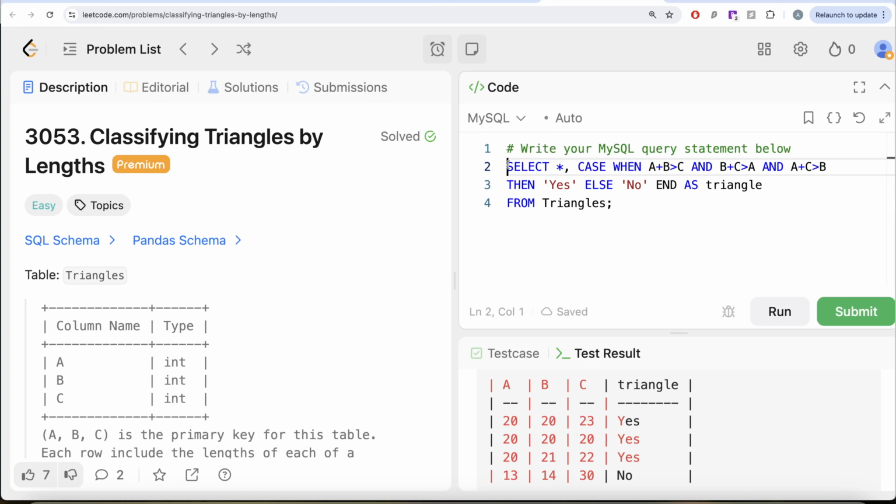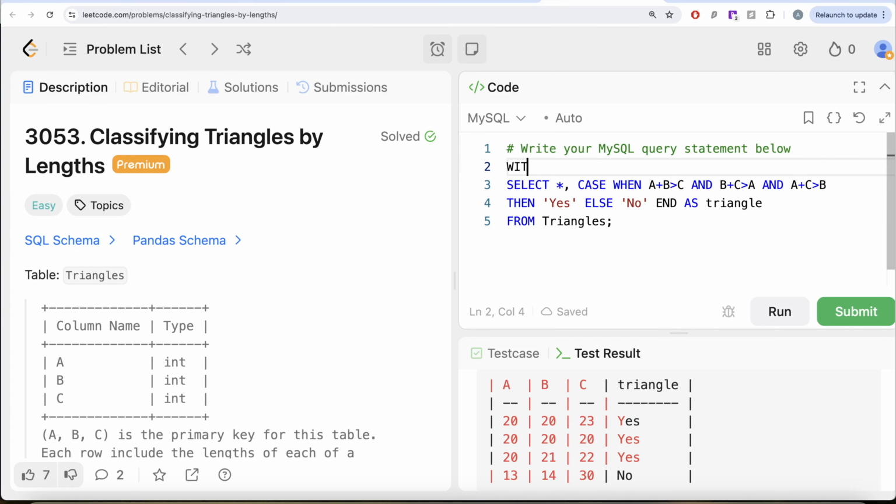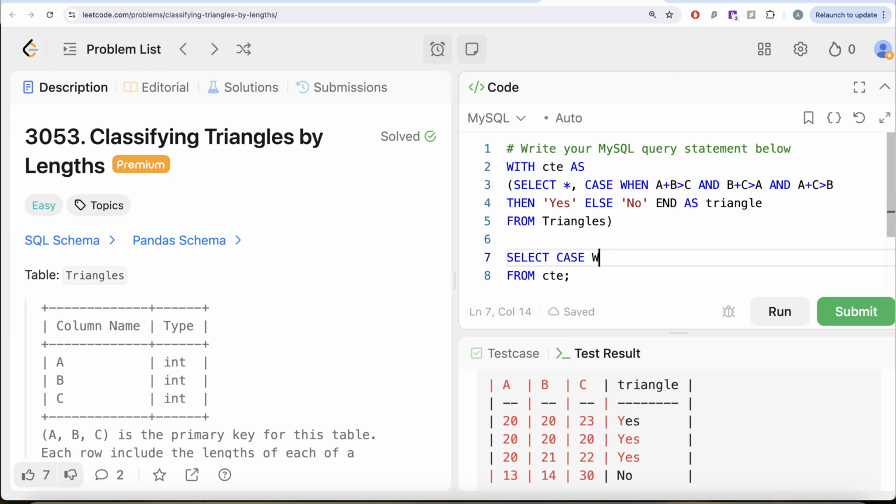So what we can do is, let's save this in a common table expression with CTE as, and then this entire thing goes into parentheses. Now from this common table expression, let's try to find the type of triangle. So return case when triangle is equal to yes and A is equal to B and B is equal to C.